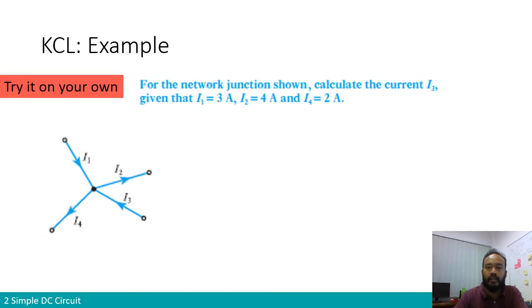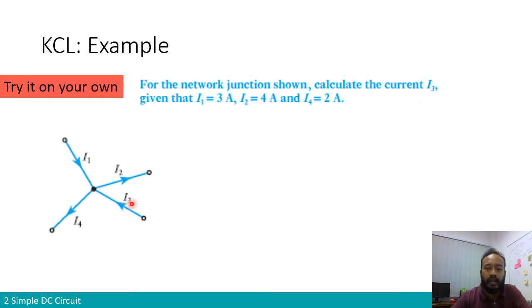So now in this particular lecture, we are going to mostly do examples to demonstrate these laws. This one looks like the previous slide, but now it asks you to do it on your own, so please try to do it on your own as well. For the network junction shown, a node with branches connected, calculate the current I3.